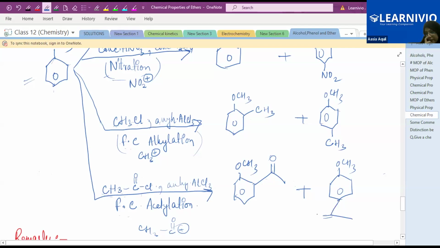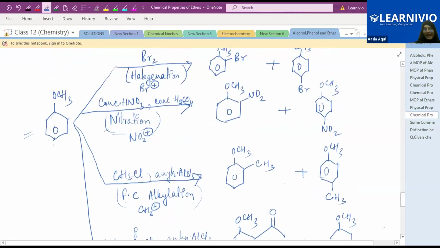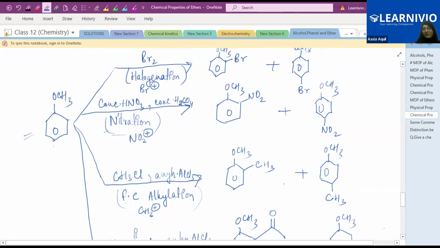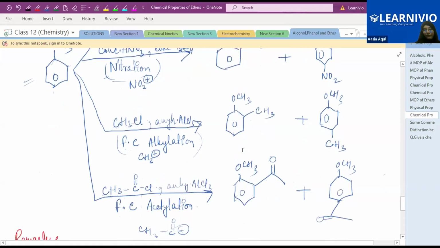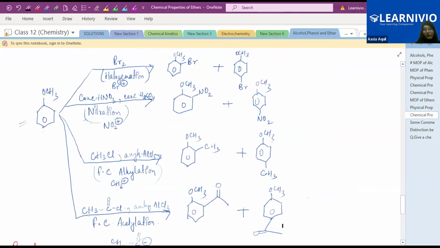You will write like this, right? So these two are the products. Halogenation, nitration, Friedel-Crafts alkylation, and acetylation. Okay, now the question is, can anisole undergo a sulfonation reaction?